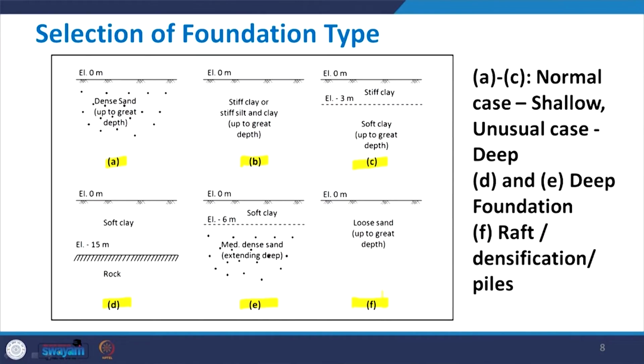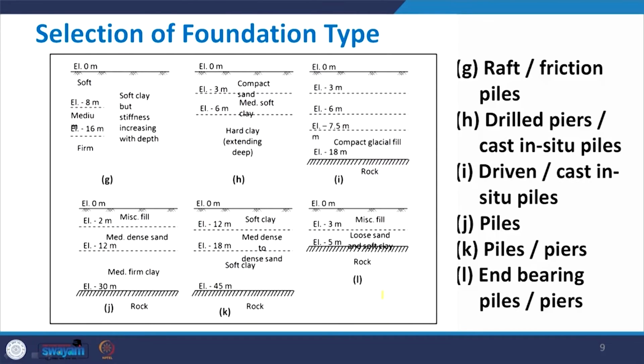When we consider the F, which is loose sand up to great depth, in that case we need to use a raft, or we need to densify the soil, or we need to go for the piles. So, out of 3 options, whether raft foundation, densification or pile foundation will be required in this case. Continuing with this, we do have other cases given here. You see G, then H, I are there. For the G, the situation is like that, you have soft soil up to 8 meter depth, then medium up to 16 meter and then firm. So, 16 meter is quite deep.